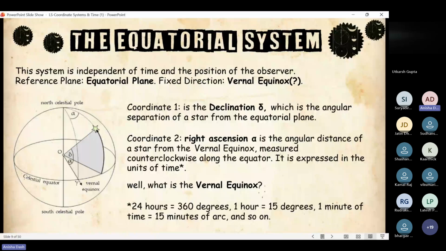Now, what's special about right ascension is it's measured in units of time. Well, how does that make sense? Basically, the Earth rotates 360 degrees in 24 hours. So in an hour, it rotates 15 degrees. So if you know the angle the Earth rotates by, you can find how much it rotated in terms of time units. Speaking of time units, we also define something known as the hour angle.